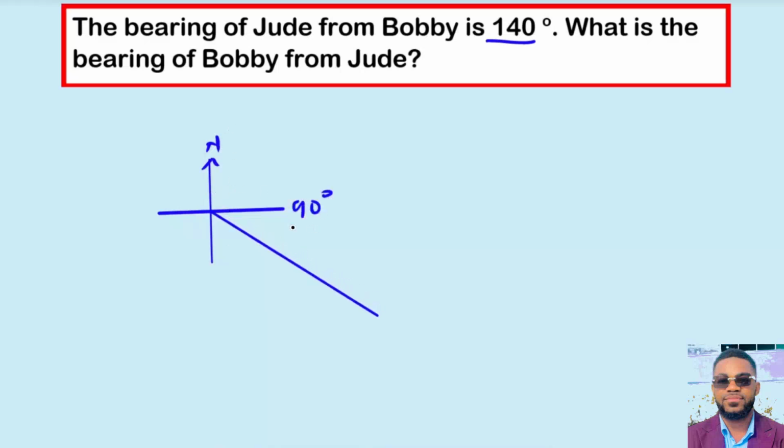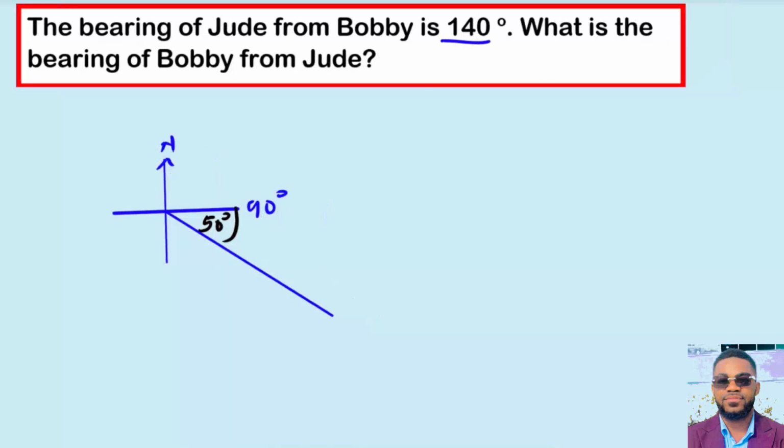From the north to the east, we have 90 degrees here. We are not done. We have to get 140 degrees. So how do we get that? Plus what will give you 140? That's going to be 50. That's obvious. So we have 50 degrees here. That means 50 plus 90 will give us 140 degrees. That's the exact place where we get our angle 140. So from the north to this line is 140 degrees, and that is our bearing.